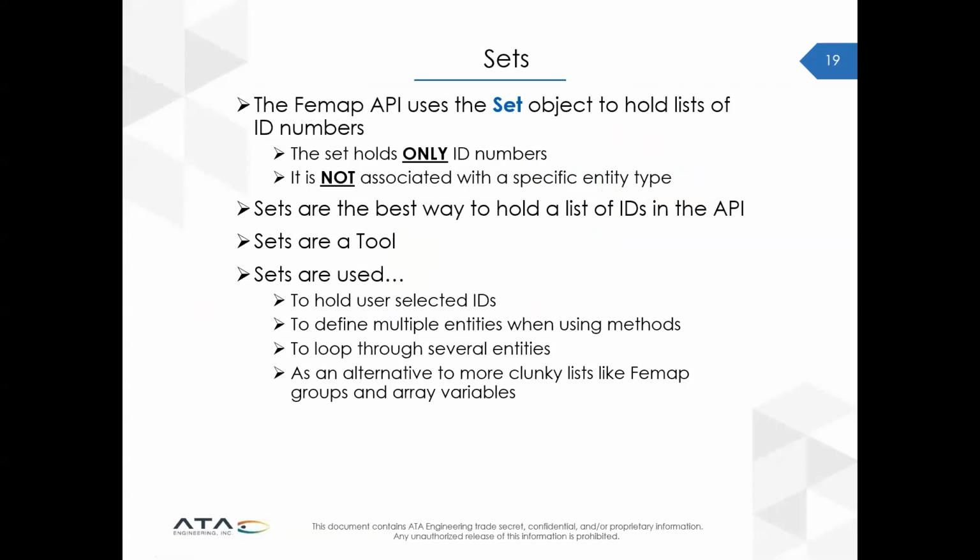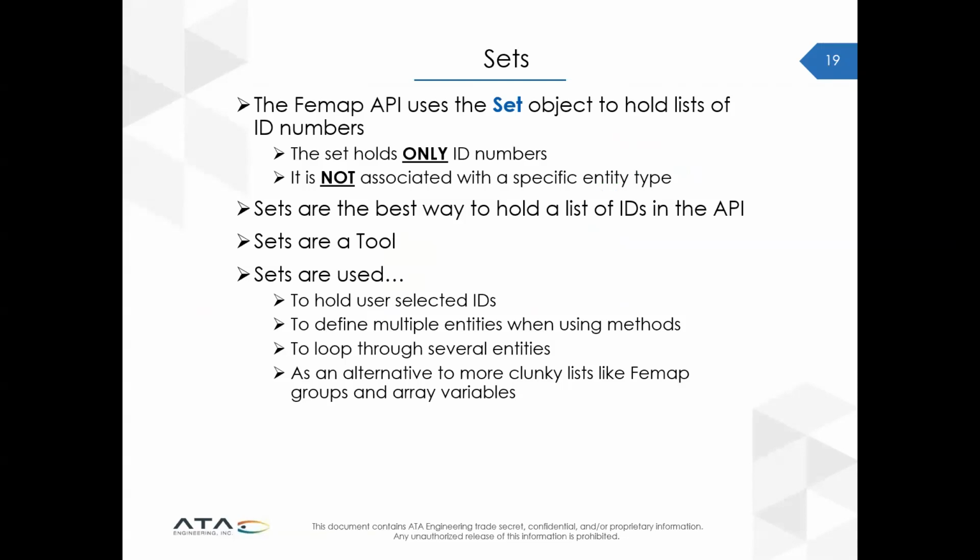All right, so the next thing to talk about are sets. So Femap API uses the set object to hold lists of ID numbers. All it holds are ID numbers. It's not associated with a specific entity type or anything like that. They're just a special tool used to hold a bunch of user-selected IDs, to define multiple entities when you're using the methods to loop through entities. And they're just a great alternative to trying to use groups or array variables and other things like that to hold IDs. They're specially built for this task.